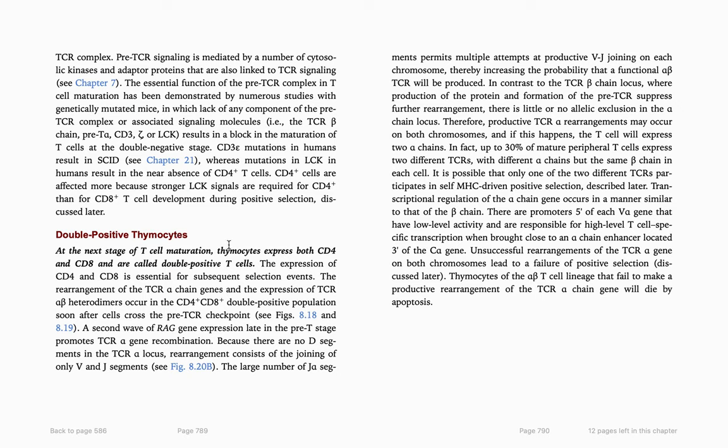Double positive thymocytes. At the next stage of T cell maturation, thymocytes express both CD4 and CD8 and are called double positive T cells. The expression of CD4 and CD8 is essential for subsequent selection events. The rearrangement of T cell receptor alpha chain genes and expression of T cell receptor alpha beta heterodimers occur in the CD4 plus CD8 plus double positive population soon after cells cross the pre-T cell receptor checkpoint.